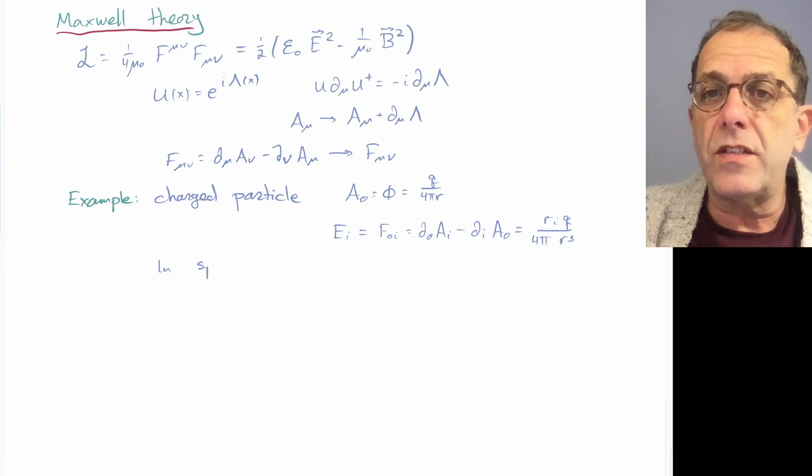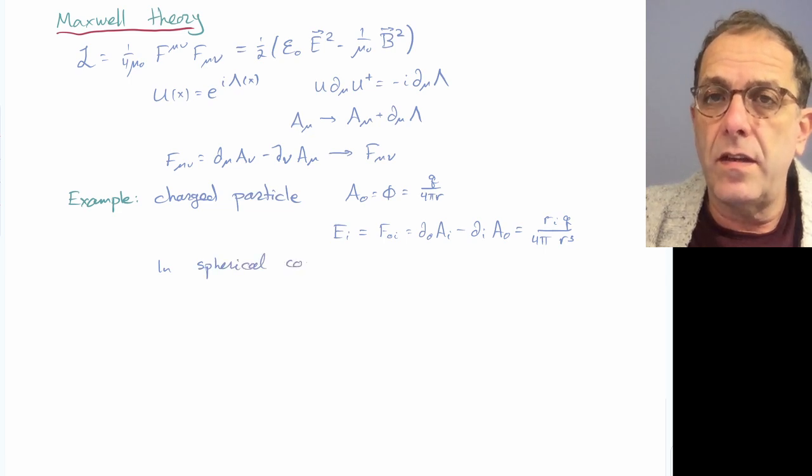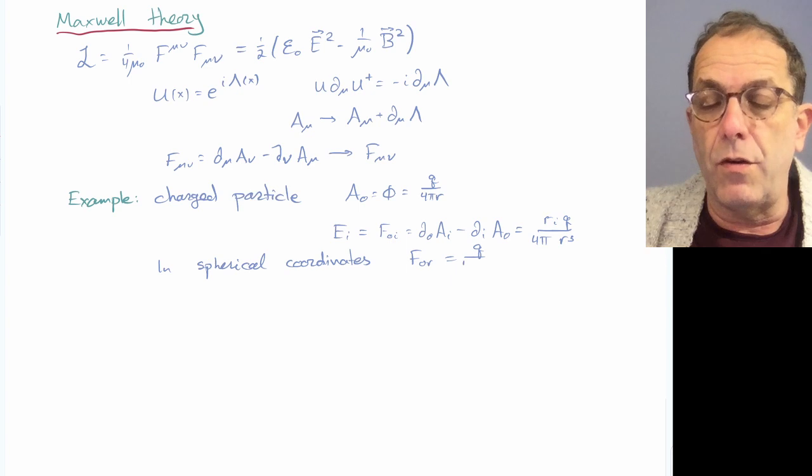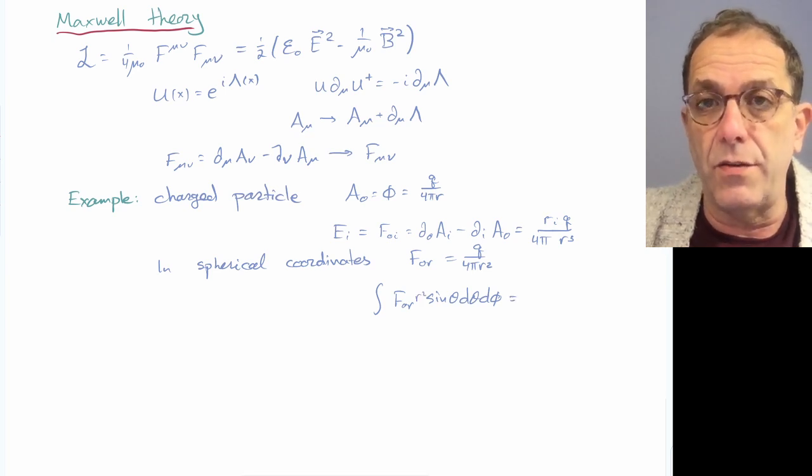If we switch to spherical coordinates with the directions r, theta, and phi, we get that F_{0r} is just q over 4 pi r squared. And now Gauss's law is very simple. The integral of this F times the measure factor on a radius r sphere is just the charge q.